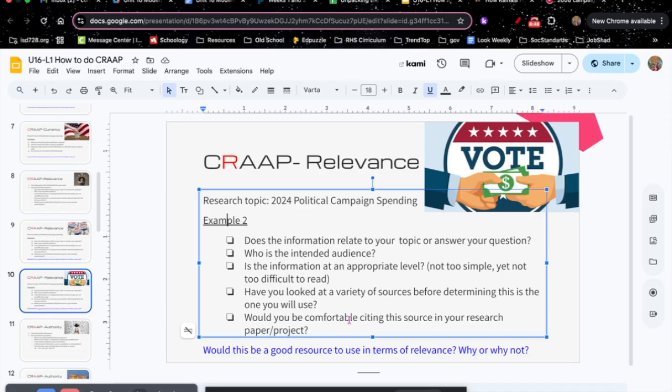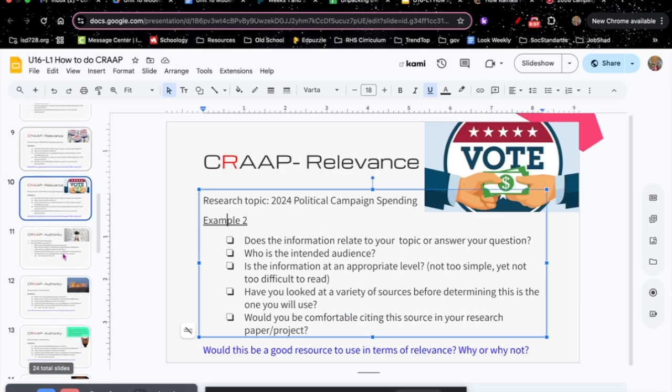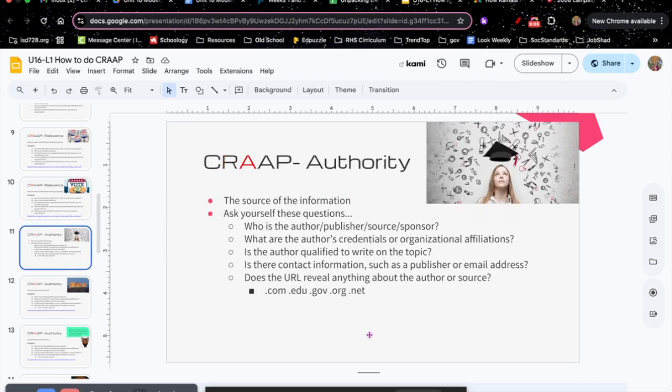All right, so would this be a good resource to use in terms of relevance? Why or why not? In my opinion, yeah, it'd be pretty good, just because it is relevant. It is about the 2024 political campaign. All right, let's move on.